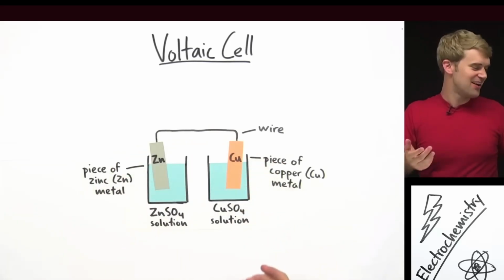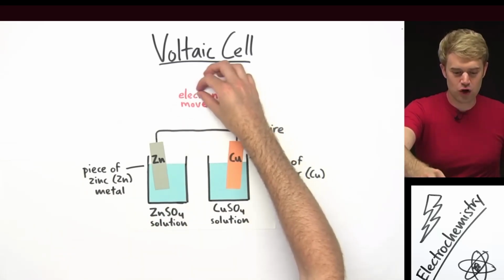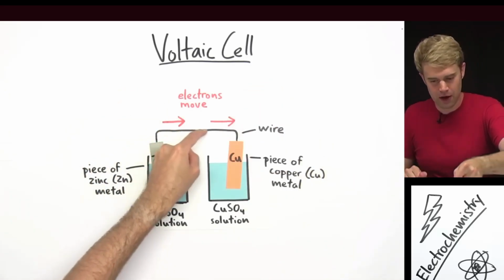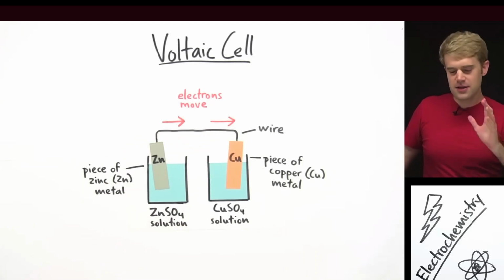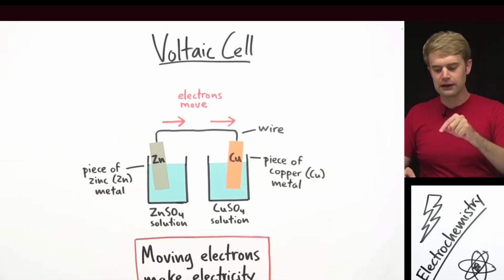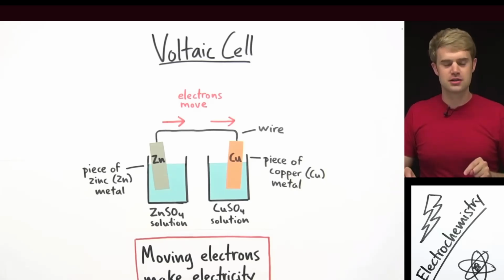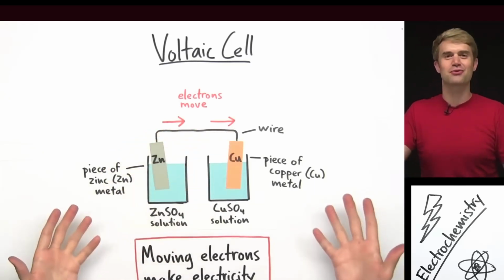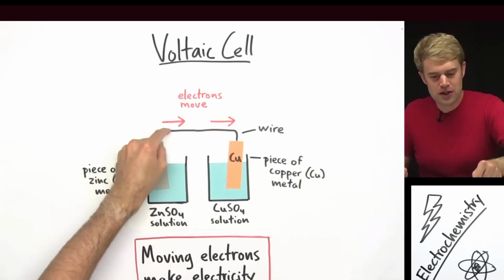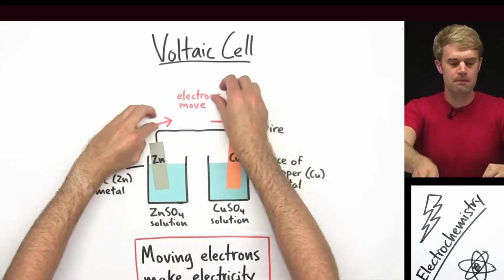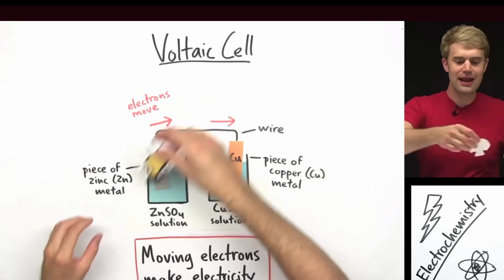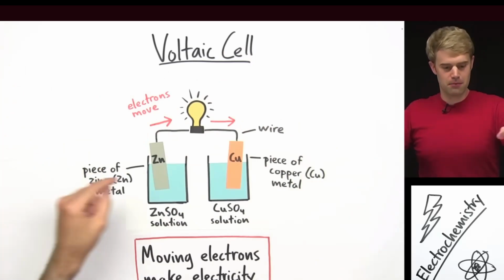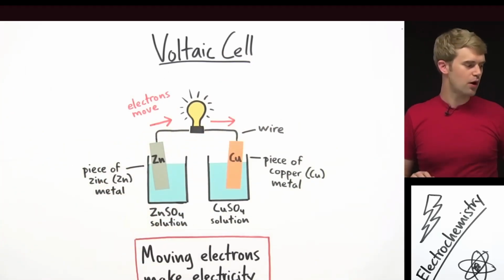And when we do this, something amazing starts happening. Electrons start moving through this wire. They move from the zinc metal into the copper metal. Now, this is a big deal because moving electrons are what make electricity. So when we hook this wire together with the pieces of metal and electrons start moving through it, we have electricity moving through this wire. And what we could actually do is we could take a little light bulb like this and hook it up to this wire, and the light bulb would turn on because there's electricity moving through this wire.